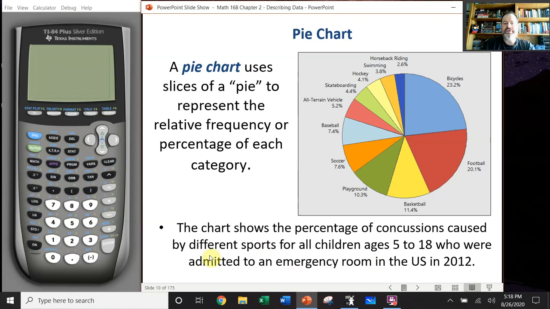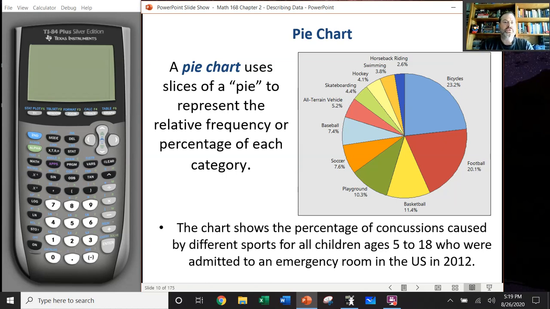So it turns out, notice it says all children who were admitted to an emergency room in the US in 2012. That's a population. It's over 100,000 kids in this study. So the response variable here is actually, what was the sport that sent them to the emergency room, right? Because we're only measuring one thing in this particular study, right?